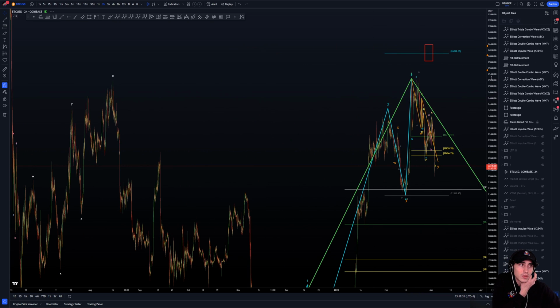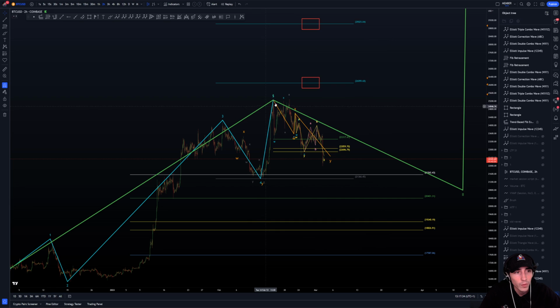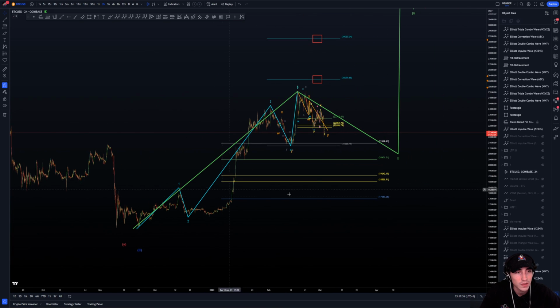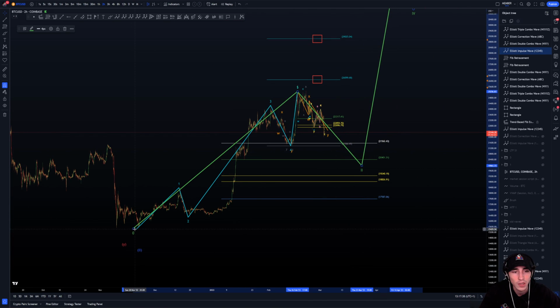But yeah, I'm going to show you this. So the two different possibilities are wave... we have 5 waves to the upside. I'm really going to cover the more likely scenarios. In that case, if the wave 5 top is in, we can look for a wave 1, for a bigger wave 2 retracement.